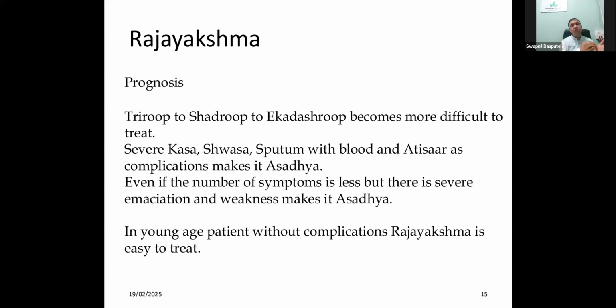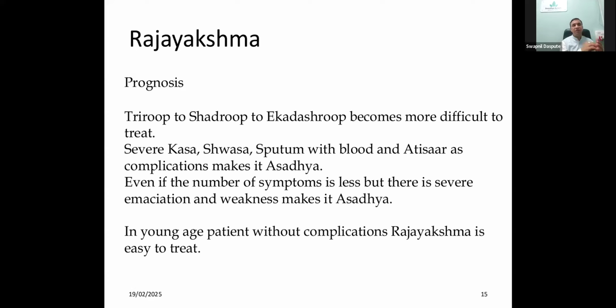But patients in whom the muscle tissue is wasted, emaciation has happened, and weakness is experienced, even if the symptoms are less, the patient becomes incurable. So physical capacity, physical strength, because of strength in the muscles and some strength in the body and the willpower will lead to better recovery, better prognosis.